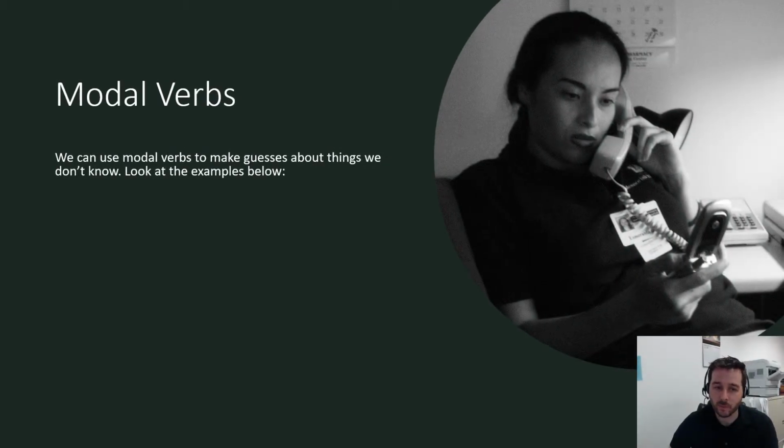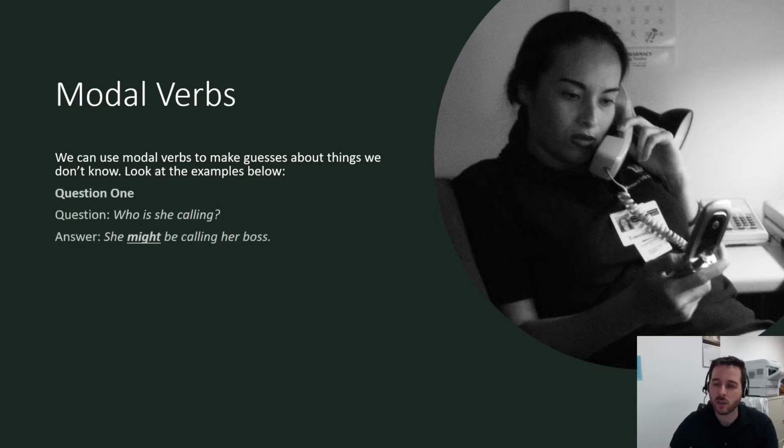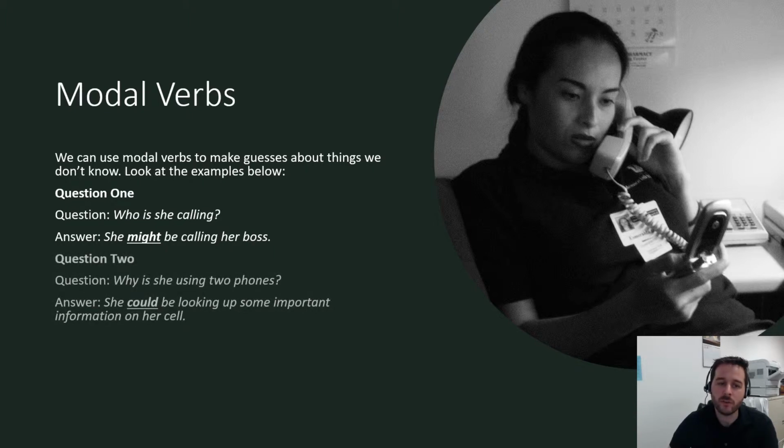Now that we have some questions about this picture, let's look at some possible answers. For the question, who is she calling? You can guess that she might be calling her boss. For the question, why is she using 2 phones? You can answer that she could be looking up some important information on her cell.